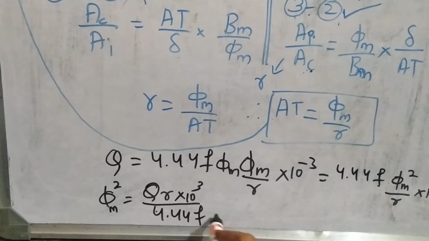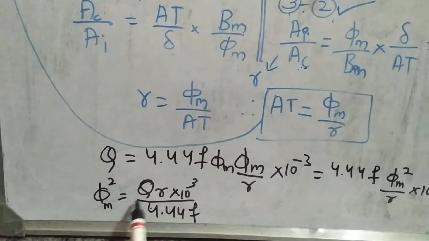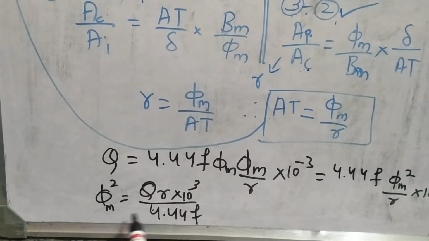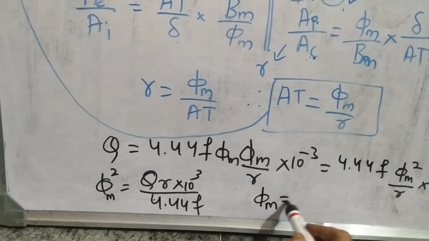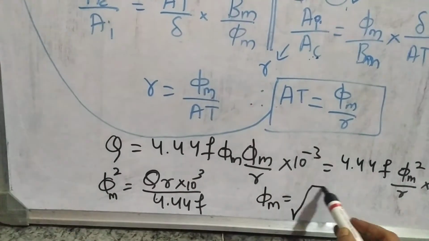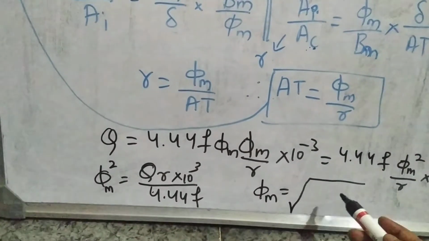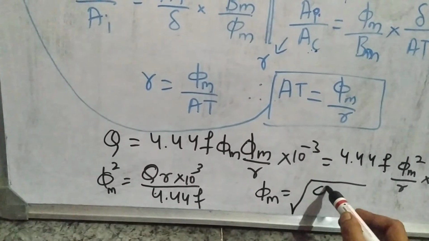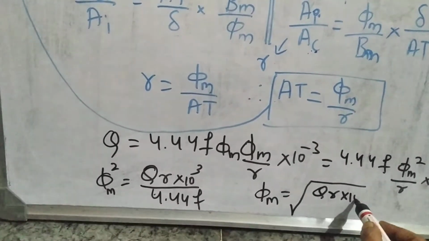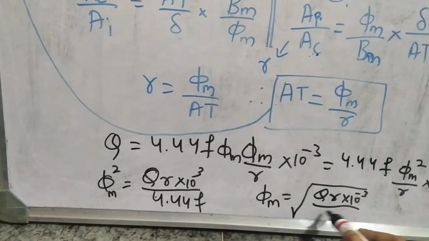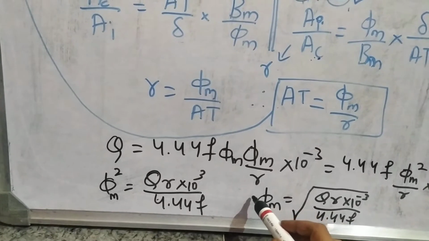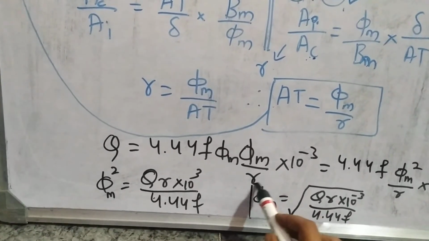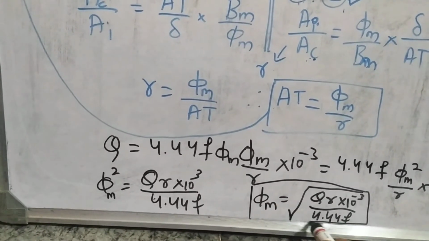So this will be the psi m square. When you take the square root, we'll get psi m is equal to the square root of QR into 10 power of minus 3 divided by 4.44 F. So this will be the flux value that we will get.